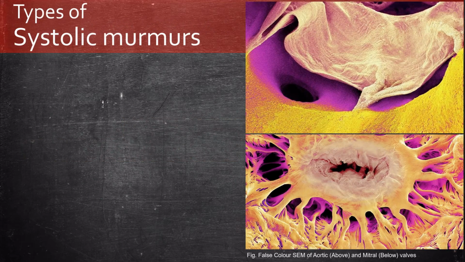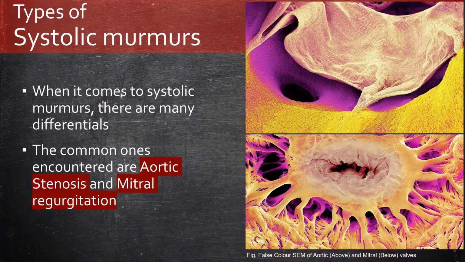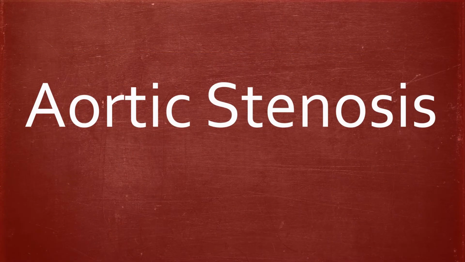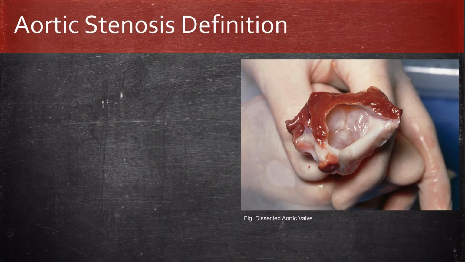There are several types of systolic murmurs, but the most common ones are aortic stenosis and mitral regurgitation. Other causes of systolic murmurs include hypertrophic obstructive cardiomyopathy, HOCM, mitral valve prolapse with mitral regurgitation, VSD, pulmonary stenosis, and tricuspid regurgitation. So the term stenosis in aortic stenosis means to narrow. Aortic stenosis is defined as obstruction to left ventricular outflow.